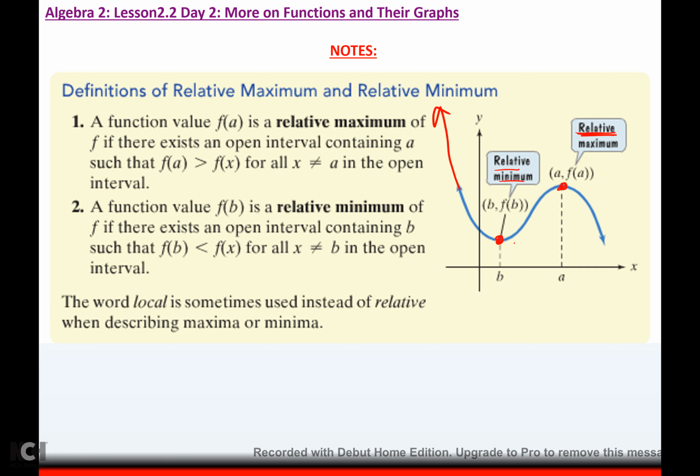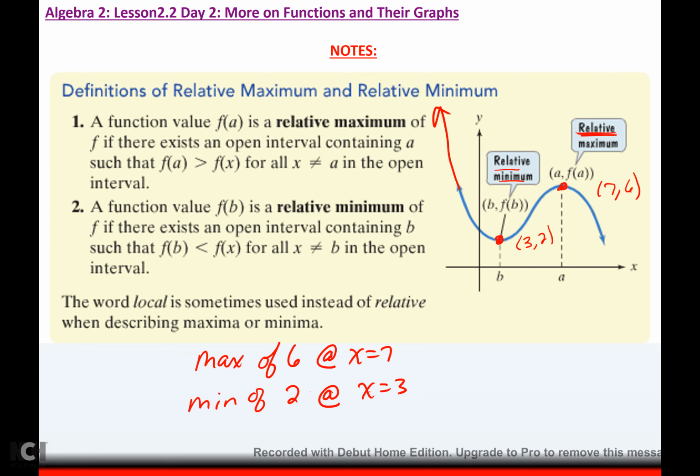Okay, and we say that, I wish I had numbers here. Let's say that this point was 3, 2, and this point was 7, I don't know, 6. I would say that we have a maximum. You could say this lots of ways. This would have a maximum of 6 at x equals 7. It would have a min of 2 at x equals 3. That's one way you could say this. Sometimes they just say that the maximum is 6 and the minimum is 2.